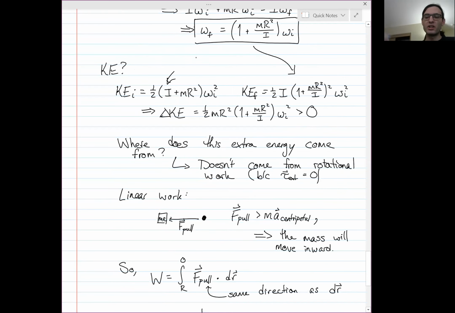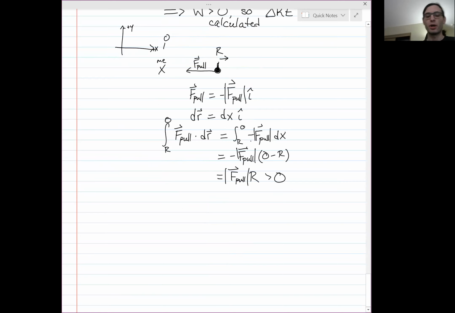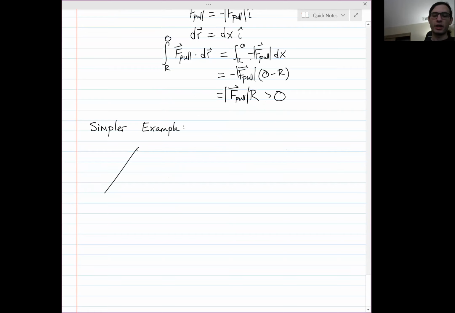So what we can do instead is again simplify, which is what we do in physics a lot. We try to boil this problem down to its simplest essence. So a simpler example of this phenomenon is the following. Let's say that you have a table or something like that, and in the table, you have a small hole. Let me draw this a little bit smaller.